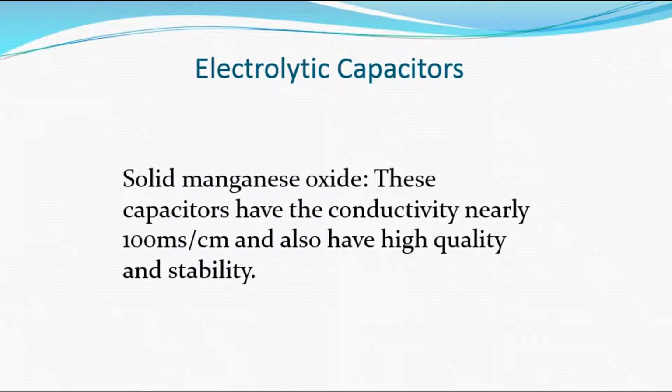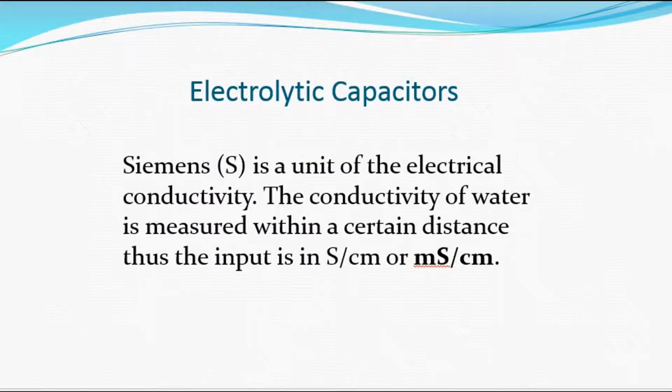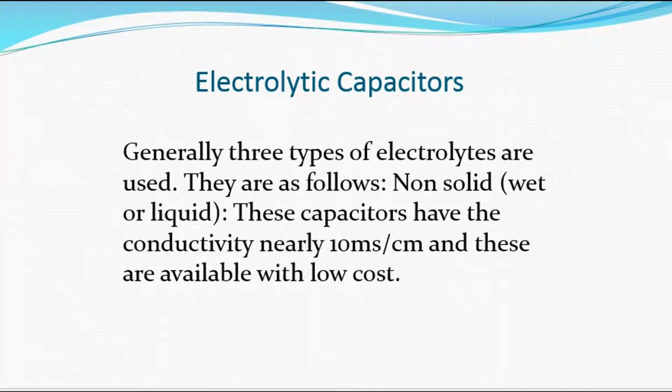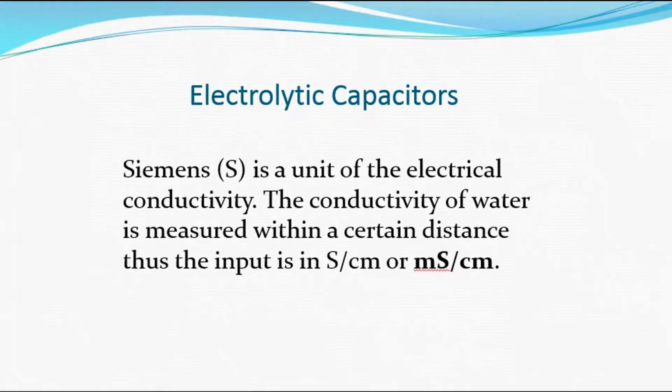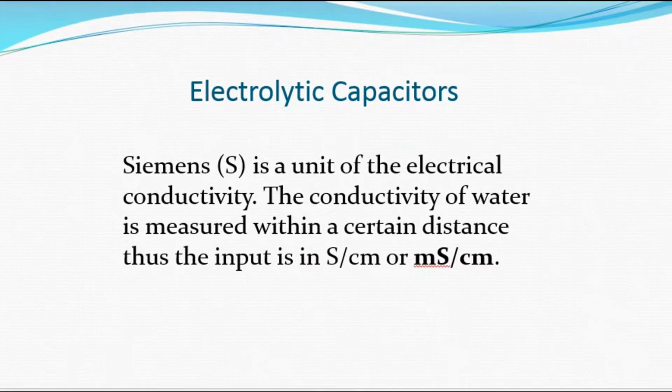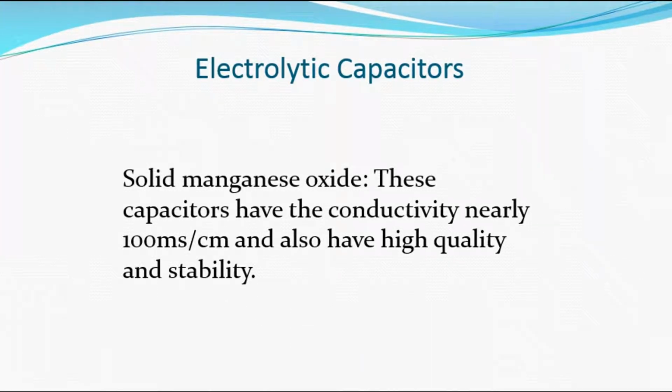You can see there is a difference between the solid and the liquid. This one now is solid. The other one, the previous one that we have already discussed, is non-solid. There is a big difference between the non-solid and the solid one, but they also use the same Siemens in terms of their unit, depending on what you want to use them for. So the solid manganese oxide capacitors have a conductivity of nearly 100 Siemens per centimeter and have high quality and stability.